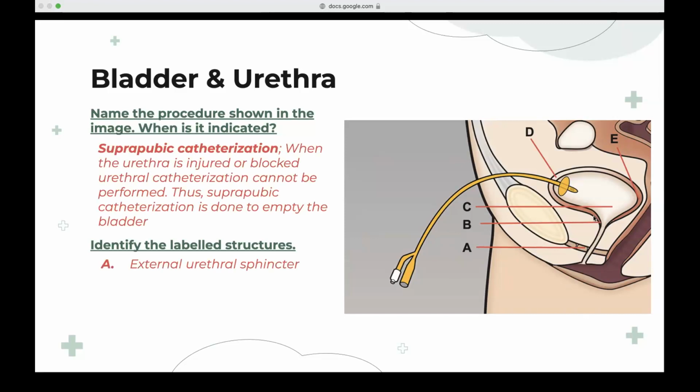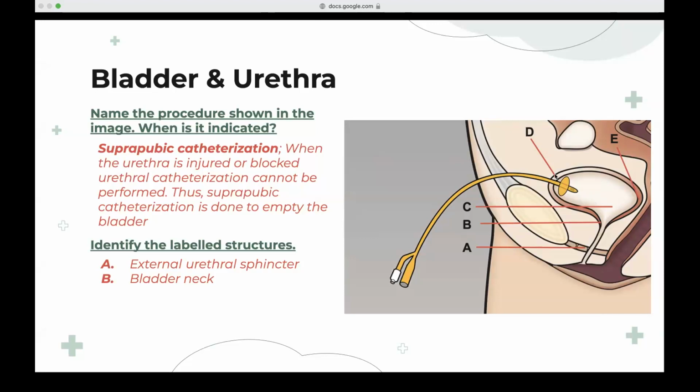Another name. What's this part of the bladder? Neck. Bladder neck, exactly. C. The bladder, the same one, what was it called? Trigone. From triangle, trigone. At least write the first three letters. Trigone. Yeah, trigone. Okay.